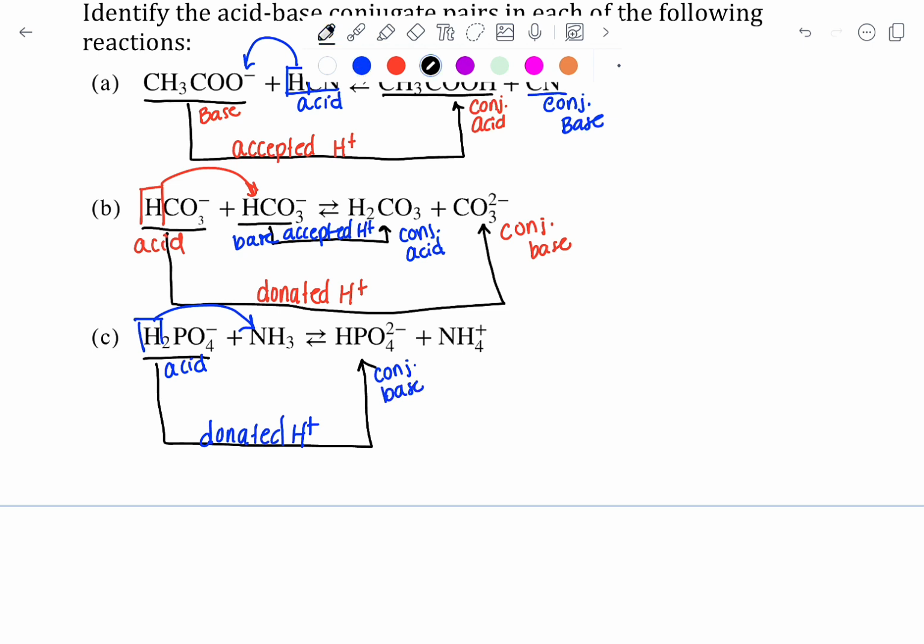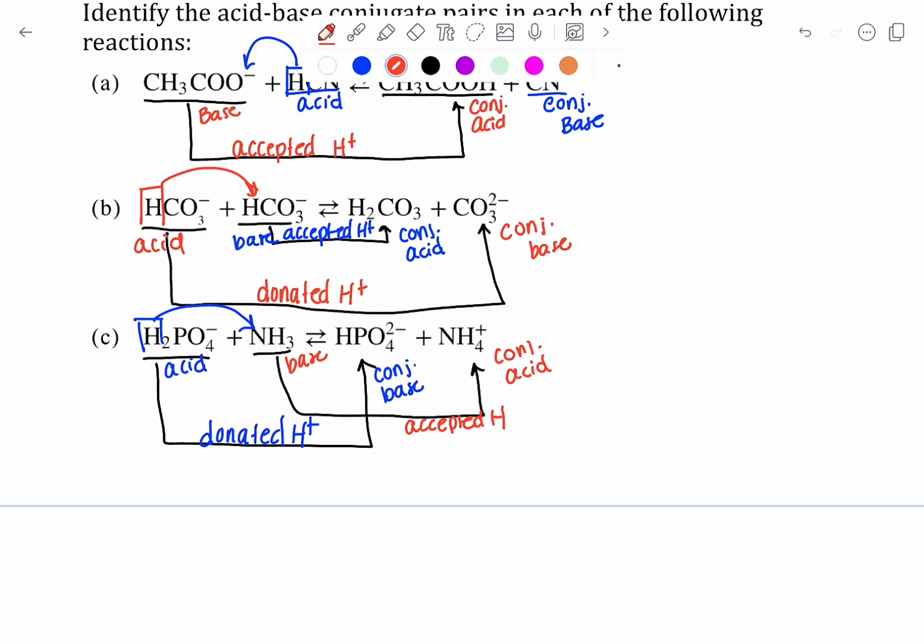And then NH3 turns into NH4+, so it gained a hydrogen, so it accepted a hydrogen. Therefore, NH3 is the base, and NH4+ is the conjugate acid.